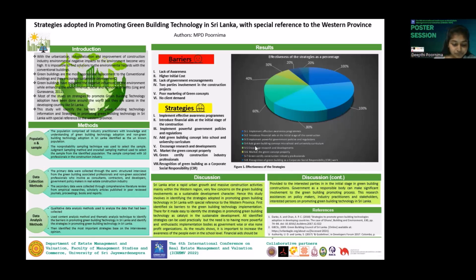We also identified 6 barriers. These barriers will help to identify strategies. While Sri Lanka is experiencing rapid urban growth, the Western Province is the main urban growth point in Sri Lanka. In this context, green buildings play a vital role in sustainable development. Identifying the barriers to green building implementation made it easy to identify strategies adopted in promoting green building technology.